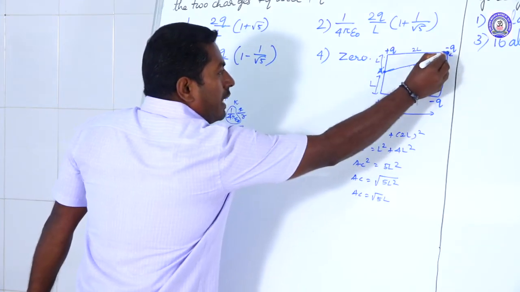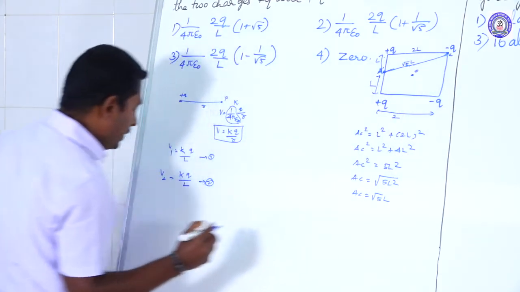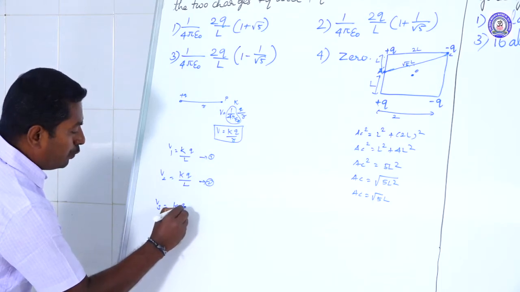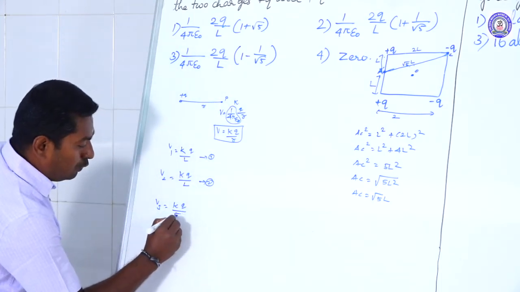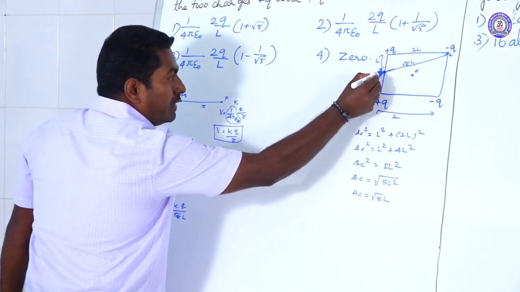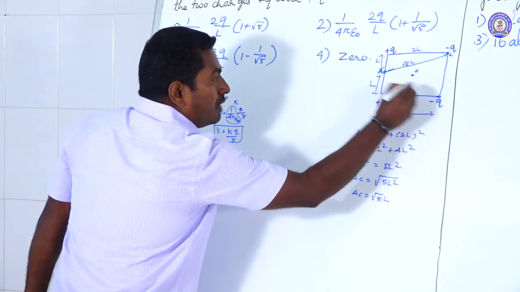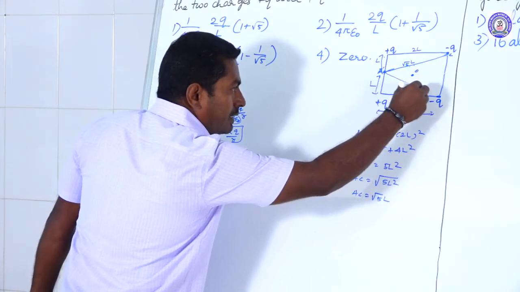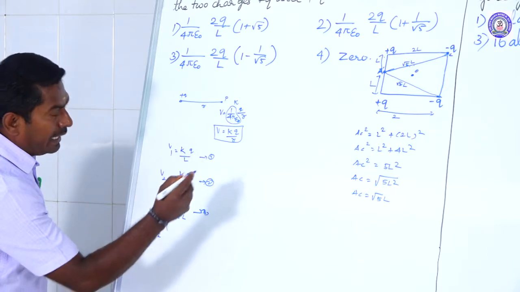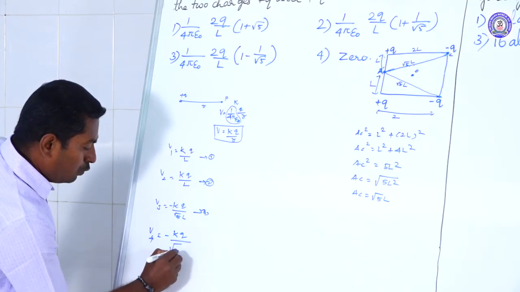So this minus Q charge produces electric potential at this point A through a distance root 5 L, that is V3. So V3 is equal to K, the charge Q divided by distance root 5 L. But the nature of charge is negative, so negative charge produces negative potential at this point A. Equation number 3. Then another minus Q charge produces electric potential at this point A with the same distance root 5 L, that is V4. V4 is equal to, it is also a negative charge, produces negative potential at this point A, minus KQ divided by root 5 L.